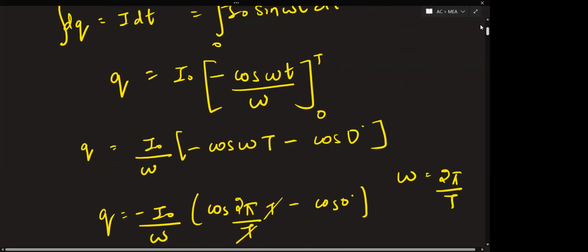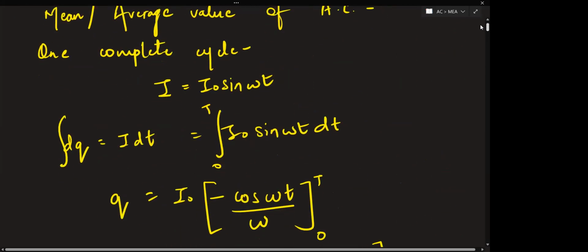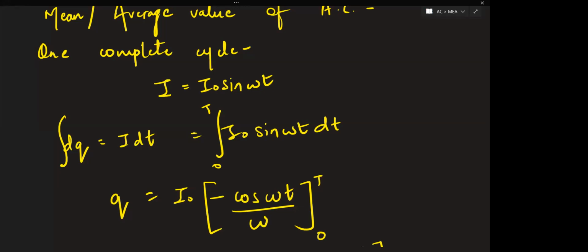Now see, if this is for a half cycle, the change that will come will be in the time period. Because now the time period is not completed. T was the time period. Time period means the entire time that is taken by the coil to come back to its original position. Now we are talking about half cycle, so only half time will be covered.